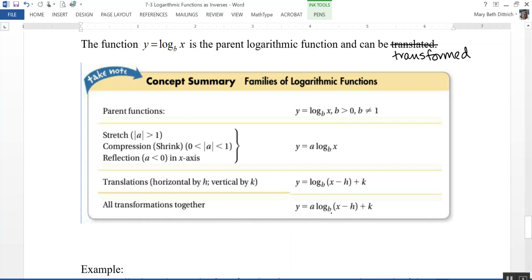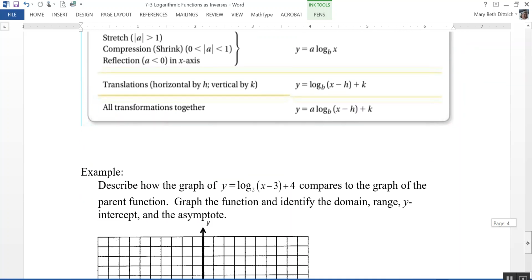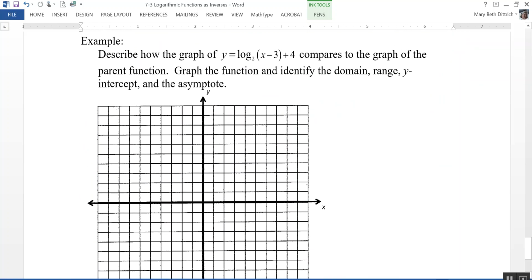And then if you put all of the transformations together, you're going to get y equals a times log base b of x minus h, plus k. Let's do one example together here. So we want to describe how the graph of y equals log base 2 of x minus 3 plus 4 compares to the graph of its parent function. Then we're going to graph the function, identify the domain, range, y-intercept, and the asymptote.